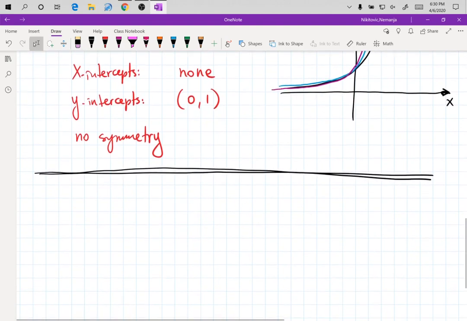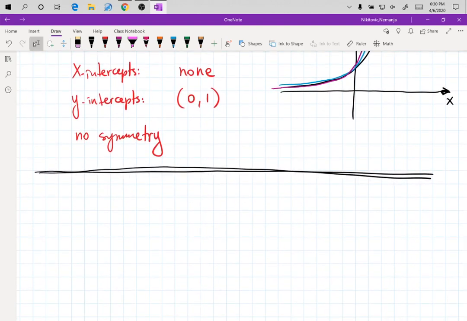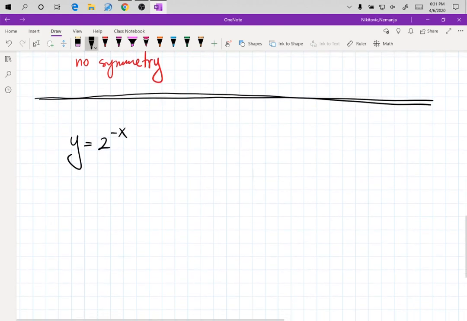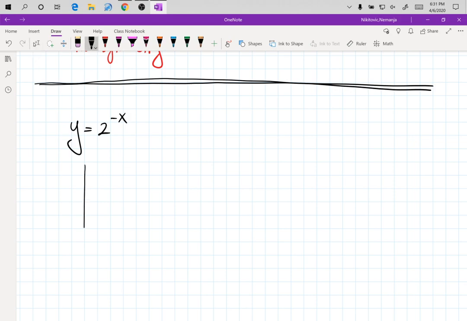Okay, now it's time to take a look at the partner in crime, which is the exponential function with a negative exponent, right? So what happens to our graph if we have a negative exponent? What if I have y equals 2 to the negative x? And this one, we don't have to go into as much detail as the previous one, so I can just go from negative 2 to 2, in the interest of time and sanity.